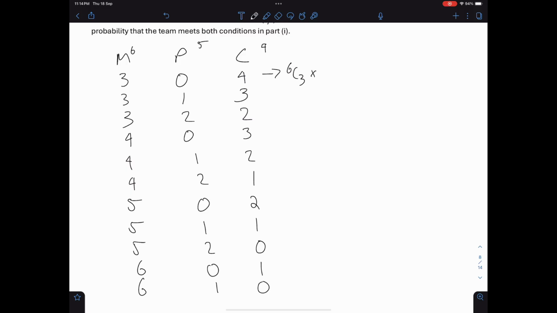So 6 choose 3 times 5 choose 0 times 4 choose 4. Because we're choosing out of the 6 mathematicians, 3 of them, then we're choosing none of the 5 physicists, and then all 4 of the 4 chemists.